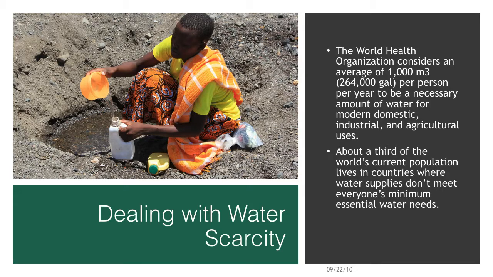The World Health Organization considers an average of 1,000 cubic meters or 264,000 gallons of water per person per year to be a necessary amount of water for modern domestic, industrial, and agricultural uses. It's fairly common in some areas to use 70% of annual river flows, and in a few cases, to use as much as 120% of annual renewable resources by drawing on fossil groundwater. This obviously isn't sustainable in the long run, and about a third of the world's current population lives in countries where water supplies don't meet everyone's minimum essential water needs.